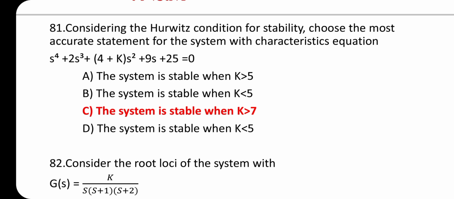81. Considering the Hurwitz condition for stability, choose the most accurate statement for the system with the characteristic equation S raised to 4 plus 2 S cube plus (4 plus K) S square plus 9S plus 25 equal to 0. Option C. The system is stable when K is greater than 7.